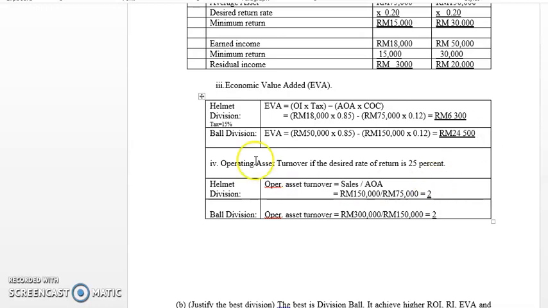Same way of calculation for the ball division, we got the EVA 24,500. So for operating asset turnover, if the desired rate of return is 25%, operating asset turnover is sales over average operating assets. So 150K over 75K, we got 2. Same calculation, we also got 2 for both divisions.